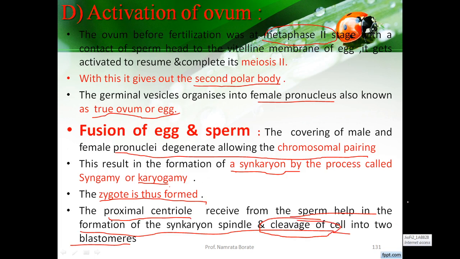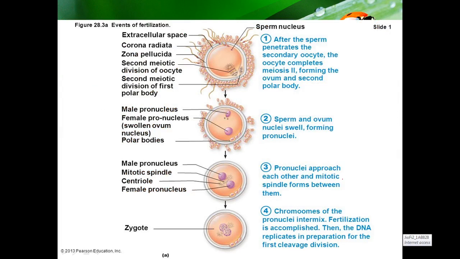So what is the significance of this fertilization? All these phenomena we have studied. The first one, what does the first image indicate? It indicates that after the sperm penetrates the secondary oocyte, the oocyte completes the meiosis second division, forming the ovum and the second polar body. The sperm and the ovum nuclei swell, forming the pronuclei.